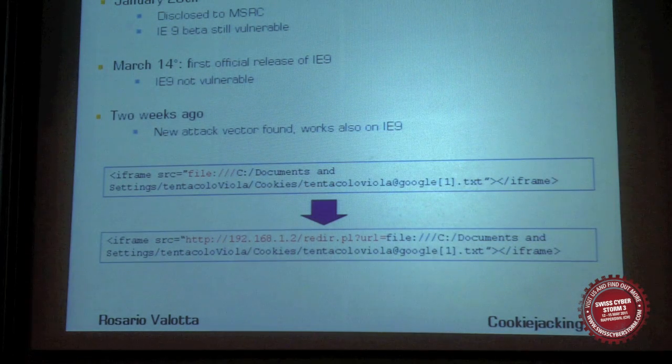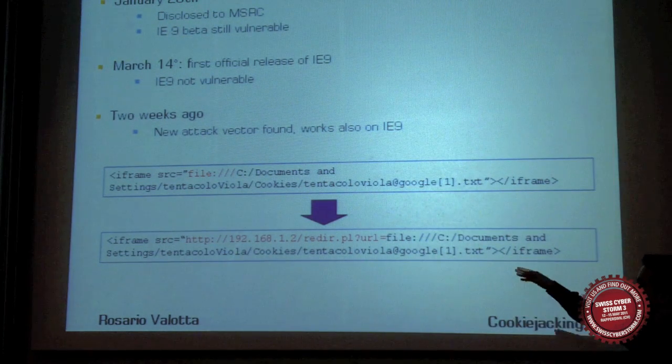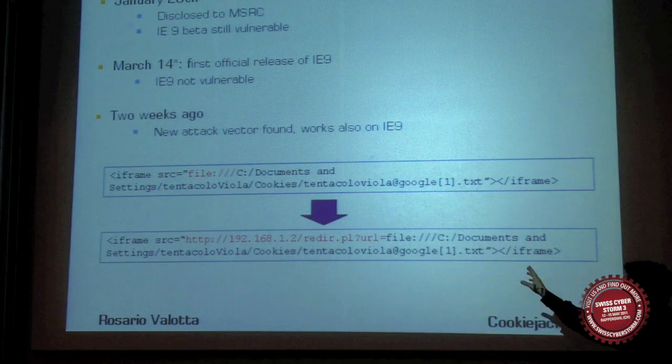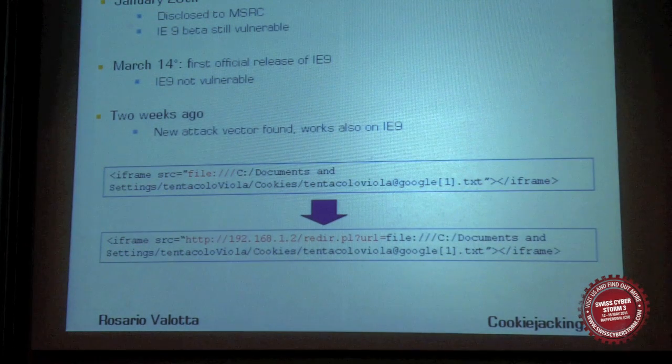Okay, I should add, until now, because a couple of weeks ago I found a quick workaround in order to bypass Microsoft's protection. Basically, instead of directly accessing the cookie content using the file schema, it's enough to access it through a remote CGI, for instance a Perl script, that does nothing except redirect your browser to the local cookie file. So what happened here is that in this redirection process, the cross-zone interaction policy seems to be no longer enforced. So basically, even in Internet Explorer 9, we are able to display cookies inside iframes. Okay.